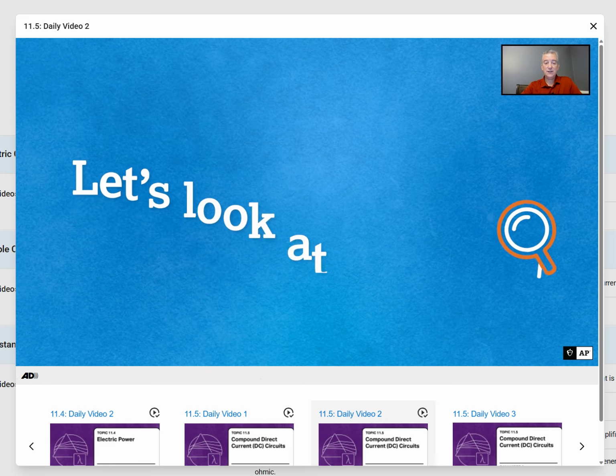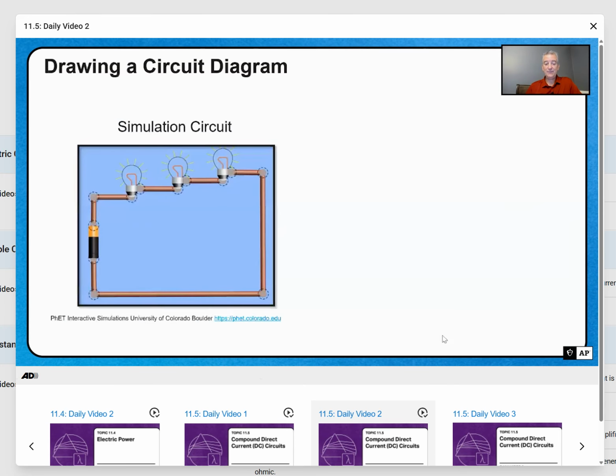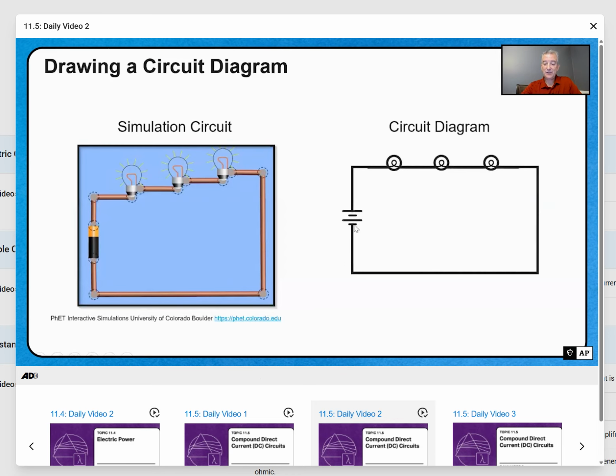So first, let's look at an example. In this circuit, we have a battery connected to 3 light bulbs. How would we represent this simulation circuit as actually a schematic circuit? So it would look something like this. A battery is represented by 2 or more parallel lines, one long parallel line and one shorter line. The longer line represents the positive side of the battery and the shorter line represents the negative side.